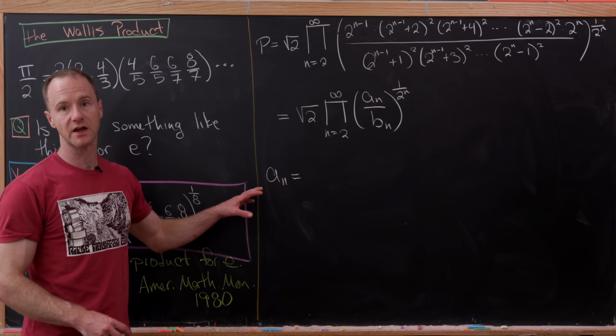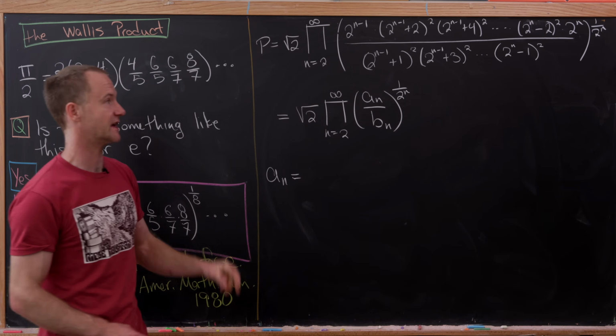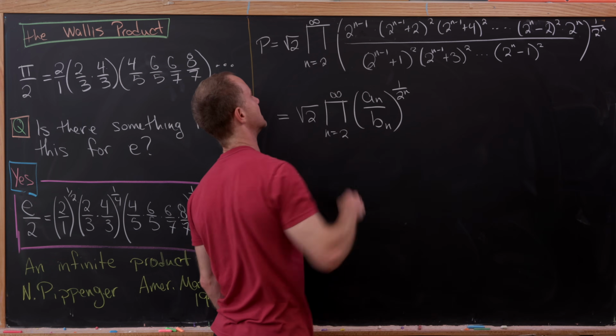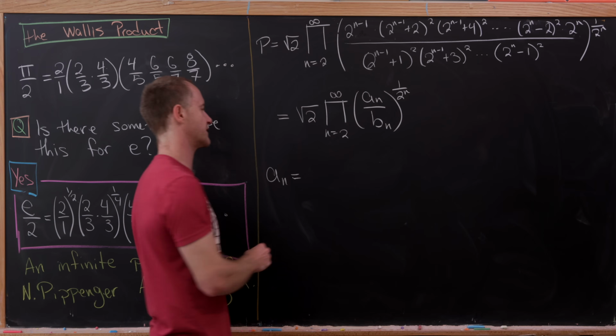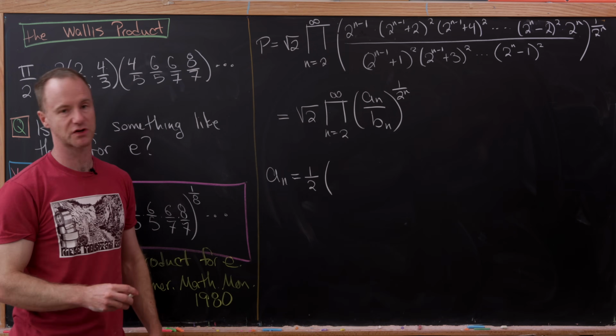And before we even get going, I'm going to multiply by 2 to the n over 2 to the n. That'll square this 2 to the n, and then I'll have 2 to the n minus 1 over 2 to the n, which will give us 1/2. And that'll be nice because now everything will be squared.